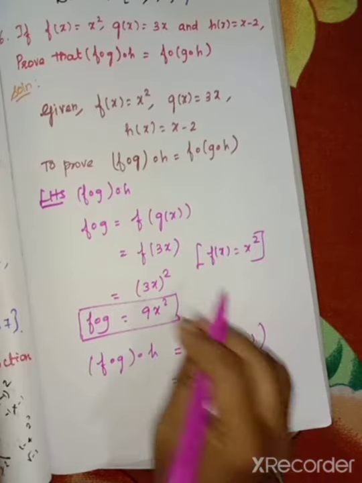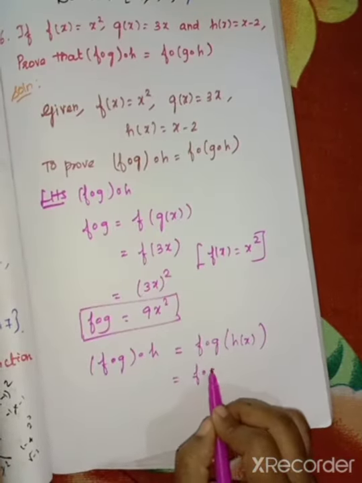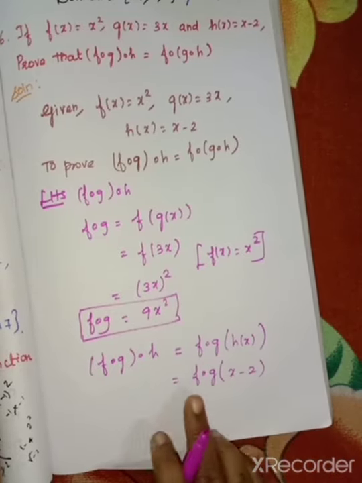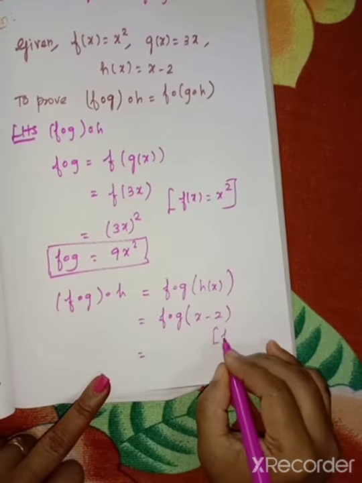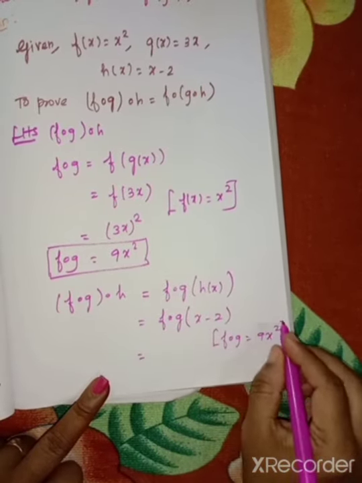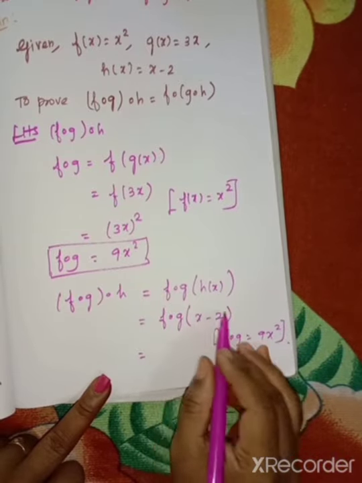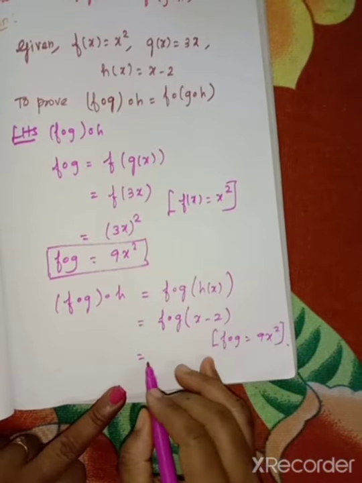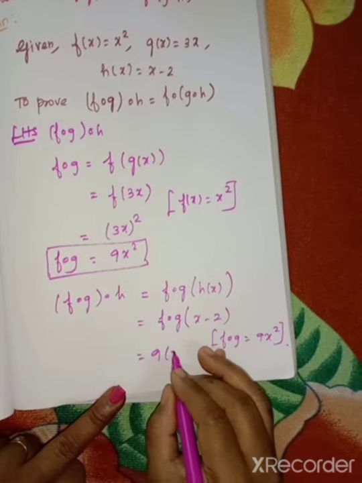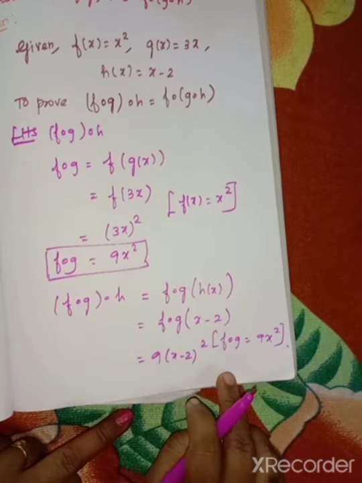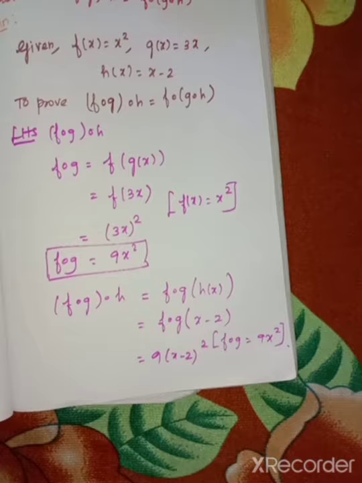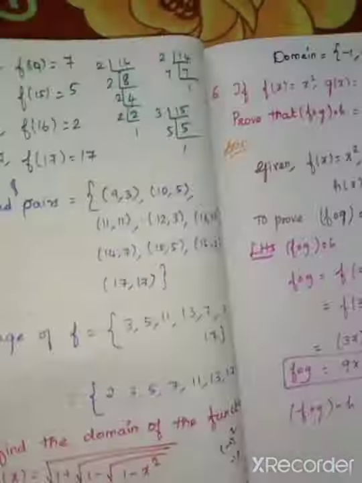Here h of x is given, so already it is there. So f of g of x minus 2, f of g we found here. That is f of g equal to 9x squared. In place of x we can substitute x minus 2. So f of 9 into x minus 2 the whole square. If you want, we have to split. Otherwise, if from the right hand side we have the same term, you need not split. Before that, if we split, it is easy. So 9 into x minus 2 the whole squared is there.